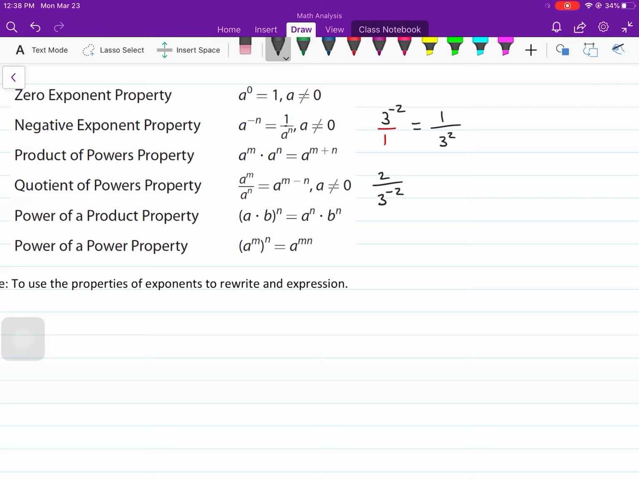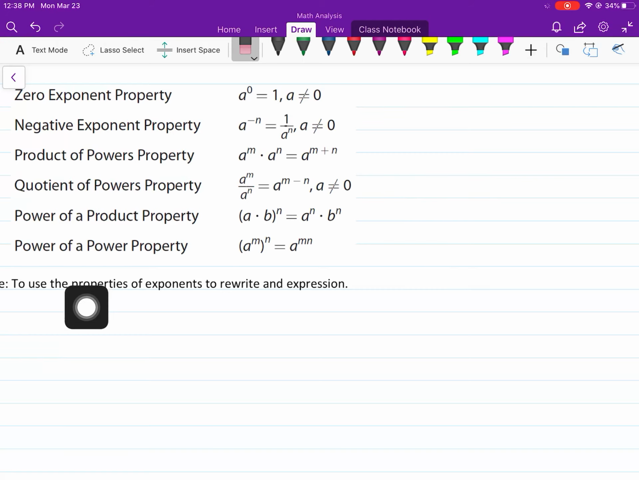And similarly, if you have something on the bottom, let's just say 2 over 3 to the negative 2, you could bring that 3 to the negative 2 up top, make it a positive 2, and then what would be left on the bottom would just be a 1, which you don't even have to put if it's on the bottom. And that's the negative exponent property, so don't really get too upset if you run into something like that. It's not that bad.